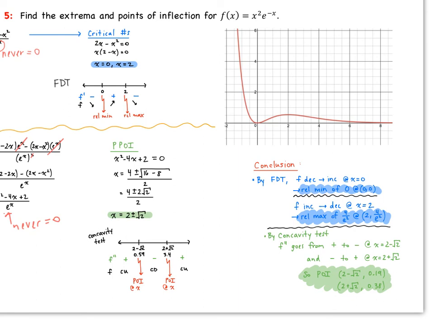Okay, so by the first derivative test, since f is decreasing then increasing at x equals 0, we have a relative minimum of 0 at that point, (0, 0). And since f goes from increasing to decreasing at x equals 2, we've got a relative maximum of 4 over e squared at that point. And by the concavity test, we know we have our points of inflection because f double prime goes from positive to negative and negative to positive.